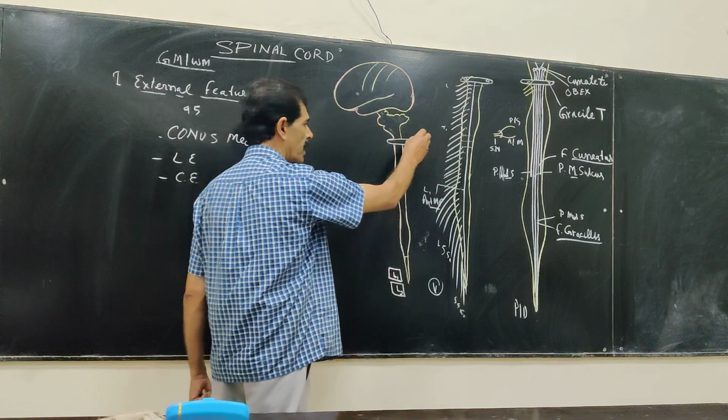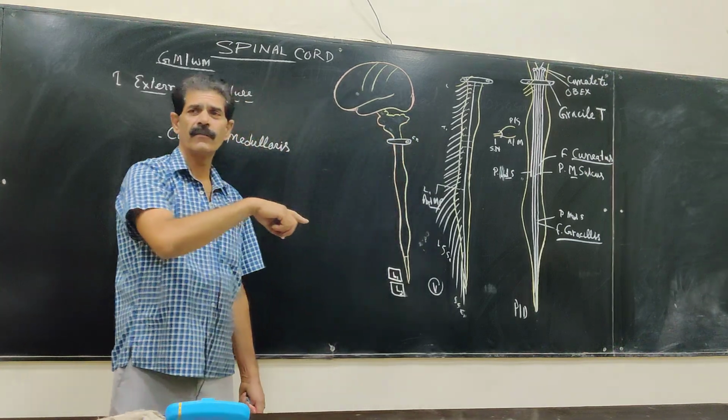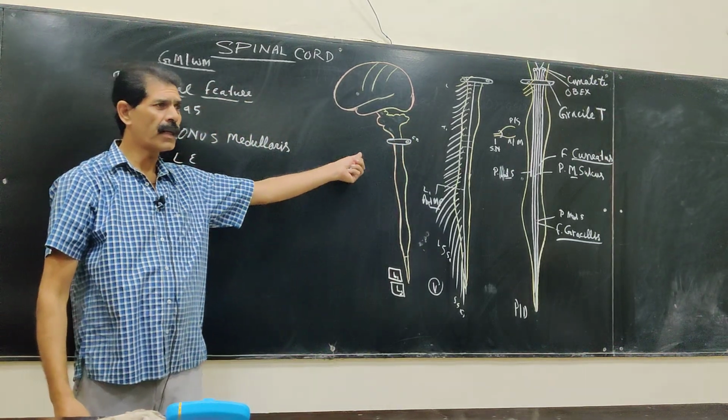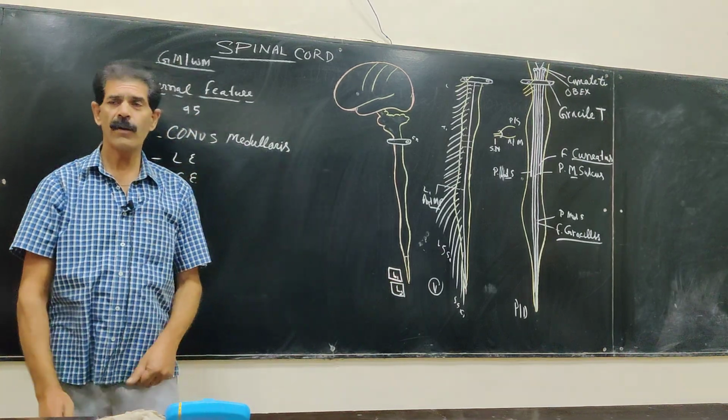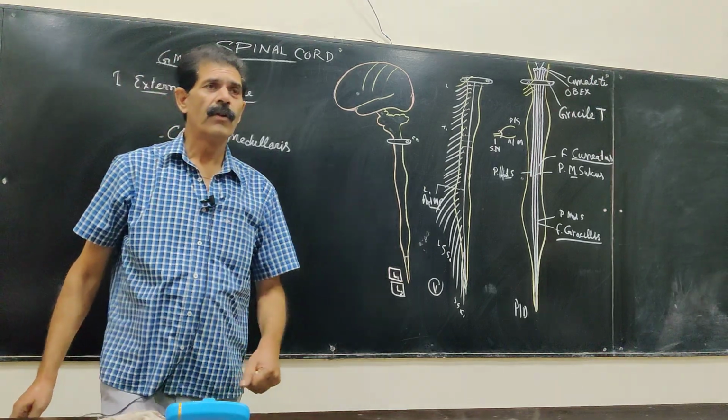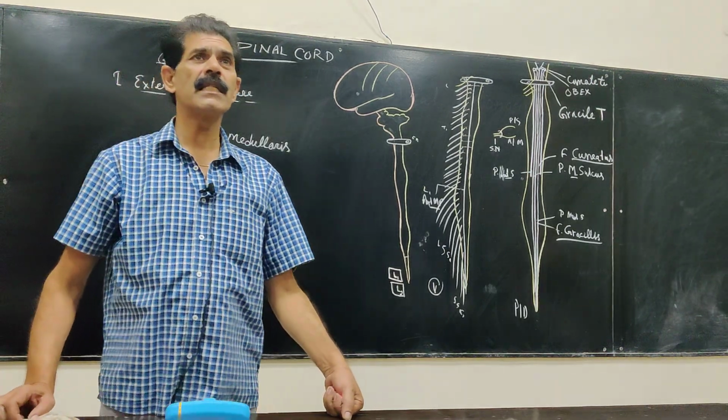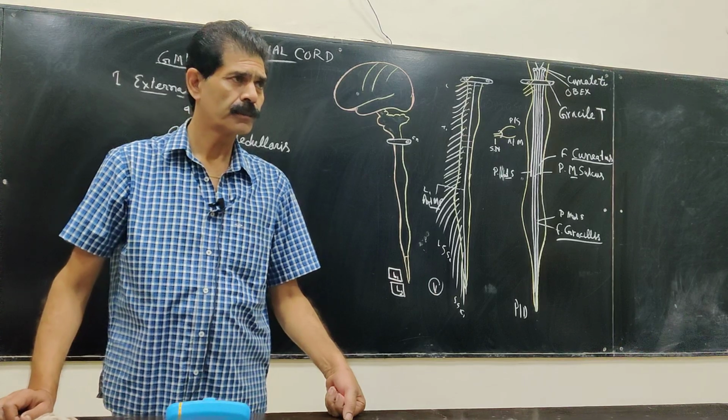The lower border of the L1 vertebra is the end of the spinal cord. The start is, again, C1, L1. But this is the upper border and this is the lower border. Don't confuse and don't mix it. Don't reverse, you get 0 marks. So the lower border of lumbar L1 is the end of the spinal cord.